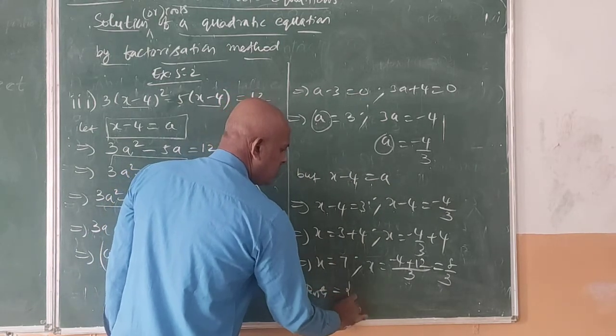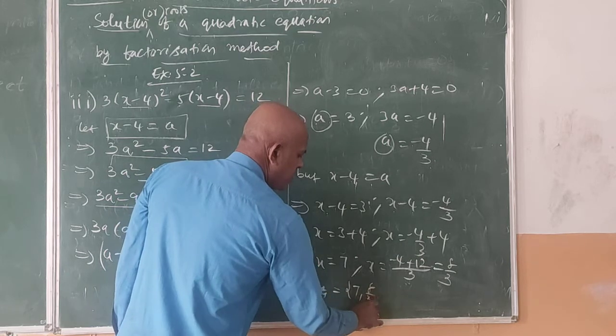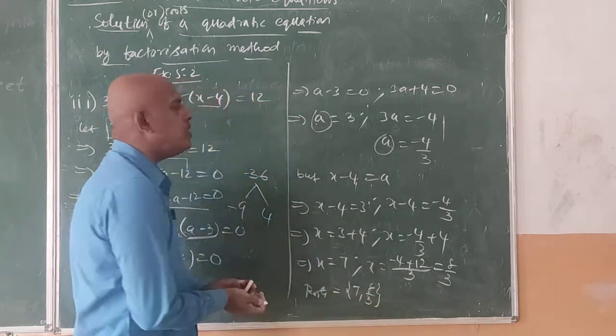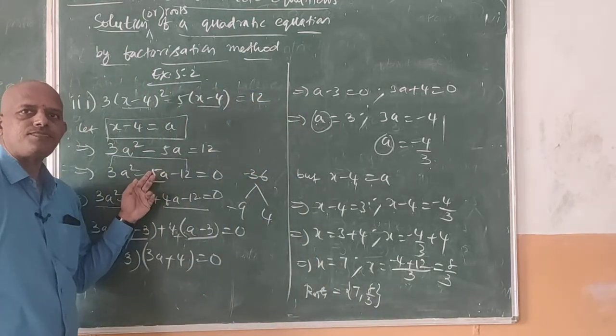So the roots are 7 comma 8 by 3. These are the roots of the quadratic equation.